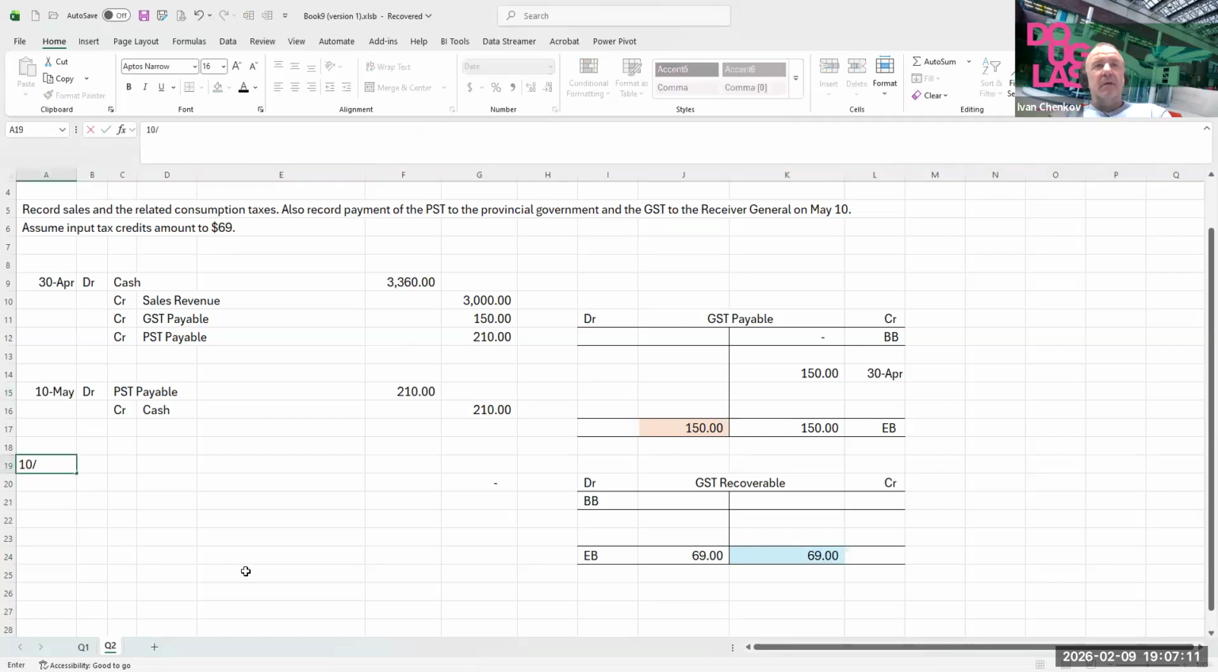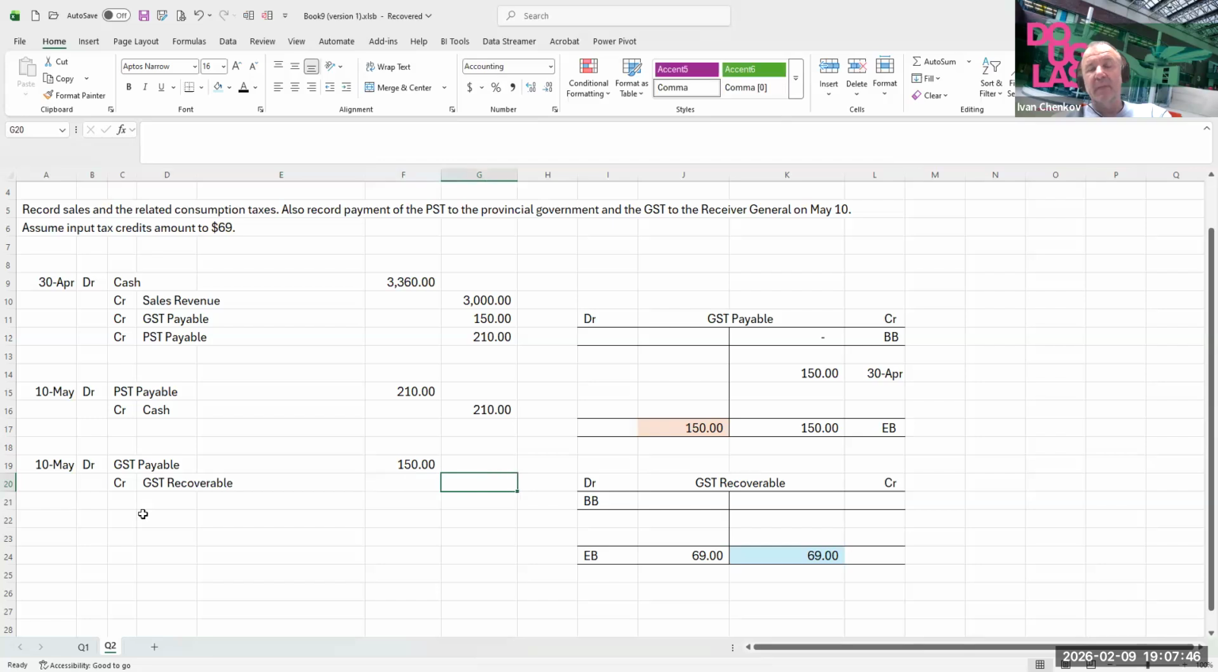So let's go, May 10. First, we have to debit the GST payable account to clear the balance, which we said is $150. Then we have to credit, excuse me, the GST recoverable account with $69.